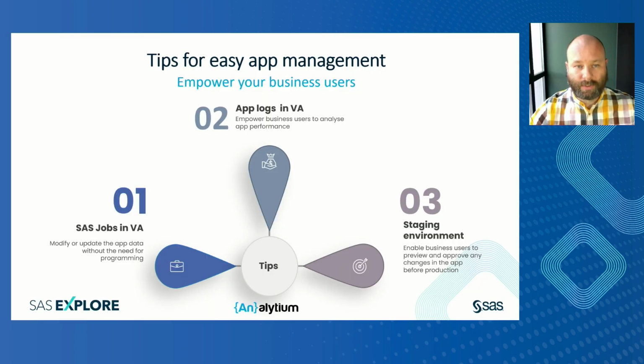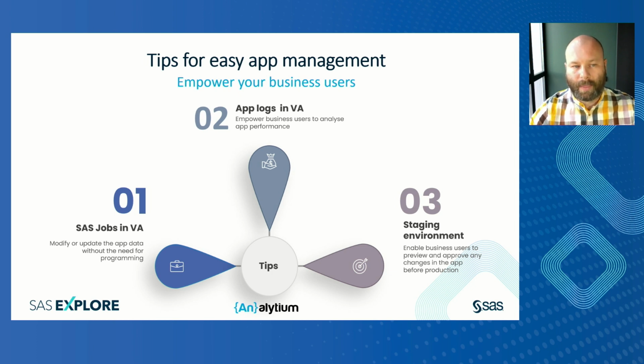Tip number one is to use SAS jobs. A SAS job is a program that processes data, including the data that fits into your SAS Visual Analytics object. It can be put into a basic HTML form, then it can be embedded into a SAS Visual Analytics report using Web Content Object. Now, business users can execute SAS jobs from the visual interface of SAS Visual Analytics to modify or update their data without the need to leave SAS Visual Analytics or to use a programming interface.